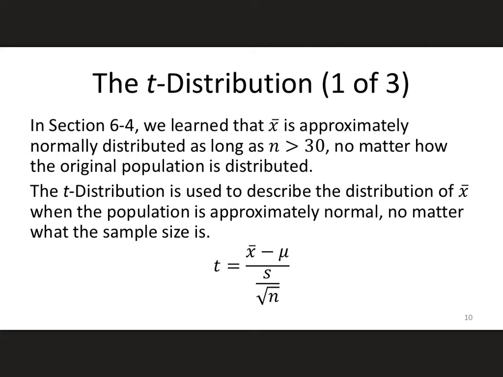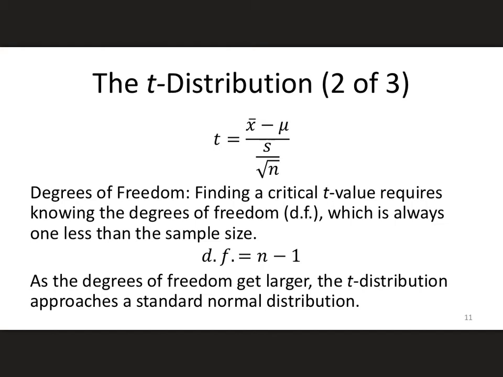The t-distribution is used to describe the distribution of x bar when the population is approximately normal, no matter what the sample size is. Your t is equal to x bar minus mu divided by s over the square root of n. So you're going to do your x bar minus your mean divided by the standard deviation over the square root of the sample size. You will see something called degrees of freedom as we are looking at a t-distribution.